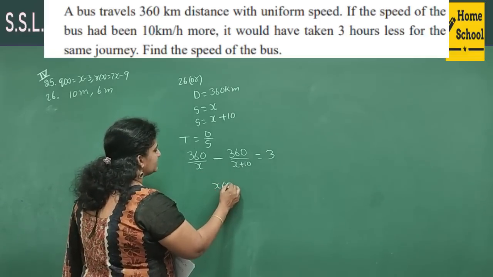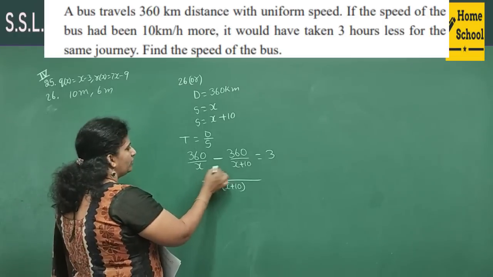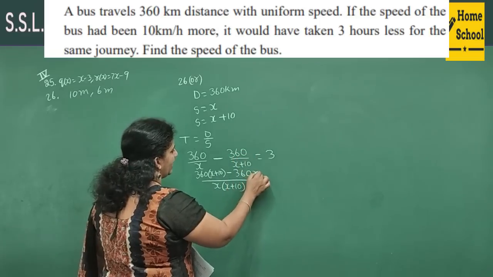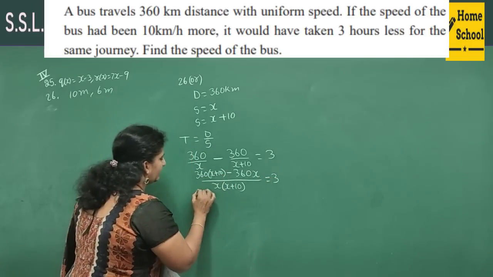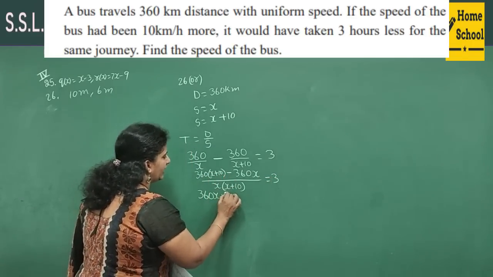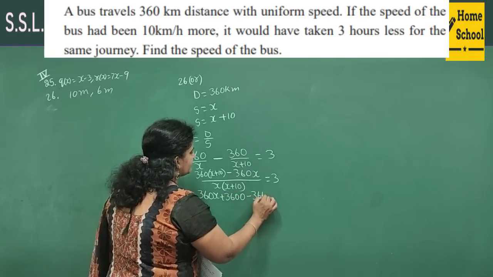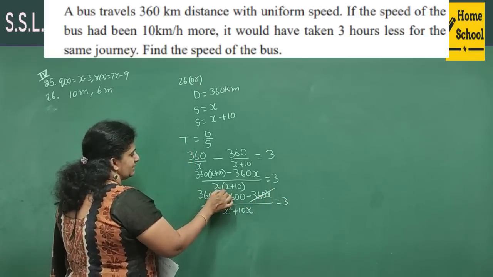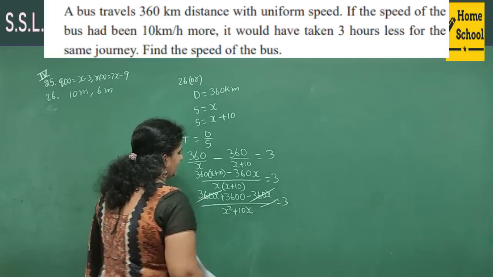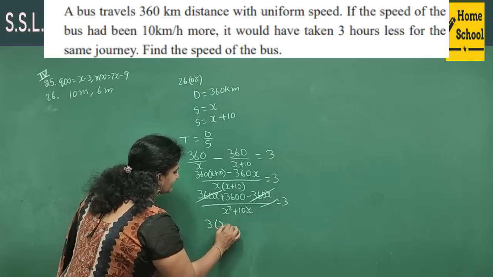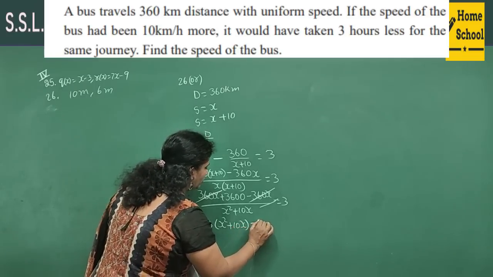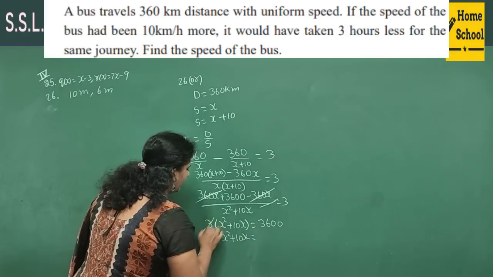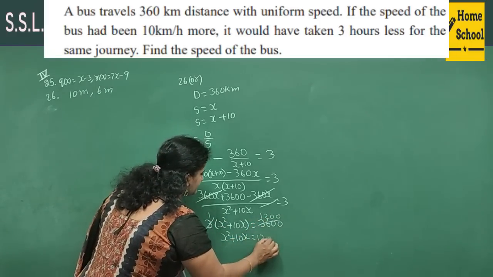x and x plus 10, LCM, x into x plus 10, and now multiply x plus 10 here, 360 into x plus 10 minus 360 into x, that is 360x, directly you can write. Now remove this bracket. 360x plus 360 into 10, 3600 minus 360x by x square plus 10x is equal to 3. Minus 360x plus 360x cancel. Now cross multiply, that is 3 into x square plus 10x is equal to 3600. This 3 send to the other side, or directly you can cancel: 3 ones are 3, 3 1200s is equal to 1200.